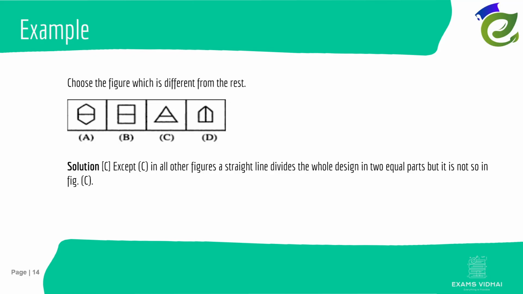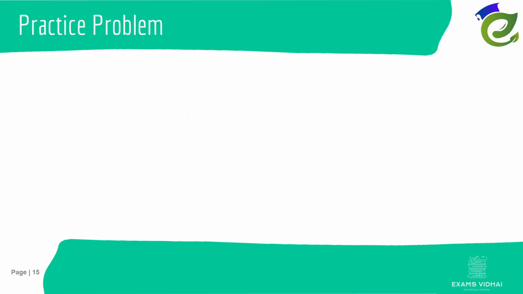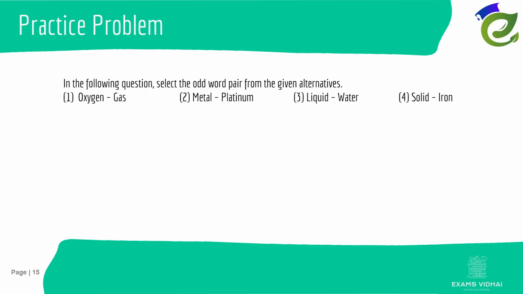Now let us try and solve a practice question. The question says, in the given question, select the odd word pair from the given alternatives. First option is oxygen, gas; then metal, platinum; then liquid, water; and then solid, iron. So I would request you to pause the video here and solve the question by yourself. Now let me give you the solution.